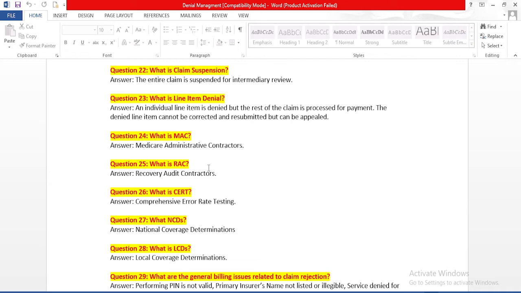So while you are coding, you will find this line item denial. So what is this? An individual line item is denied, but the rest of the claim is processed for payment. So only that line item code is denied. So all the remaining codes will be paid.